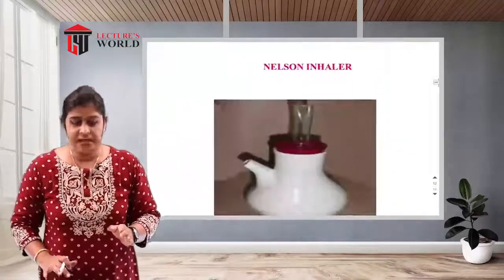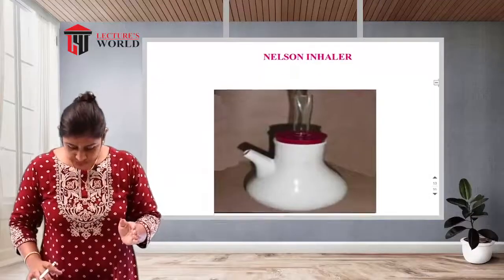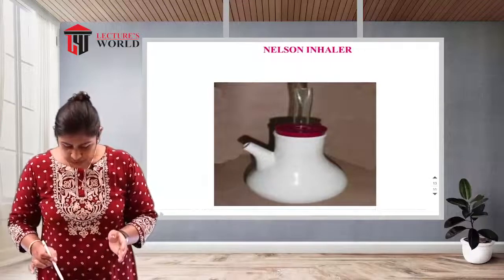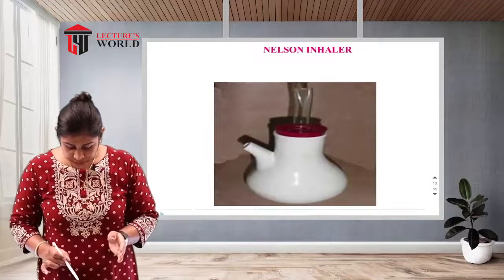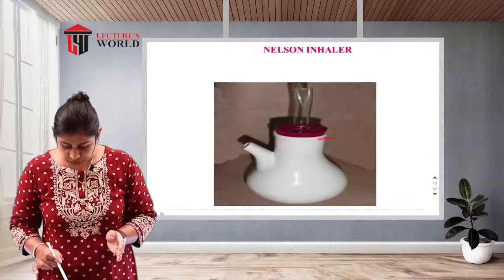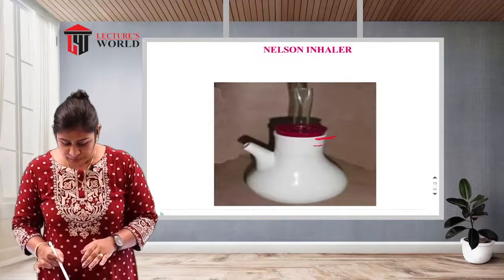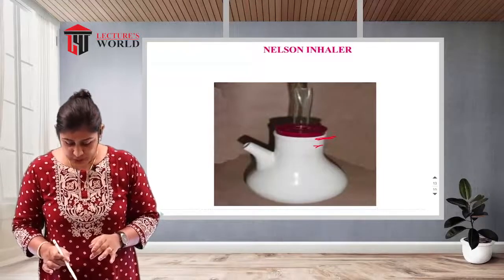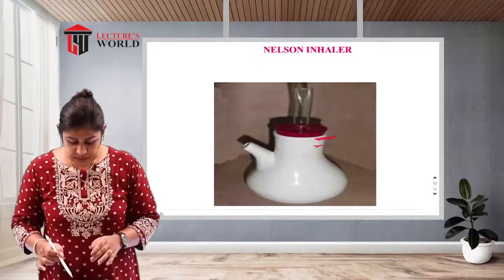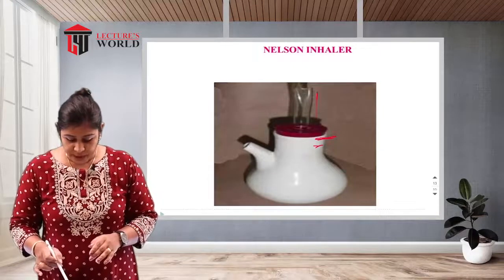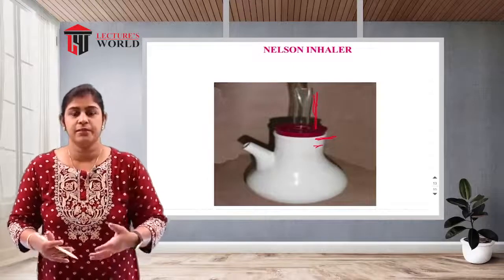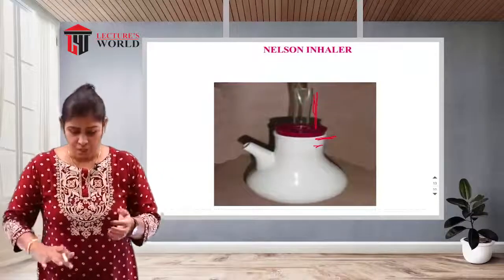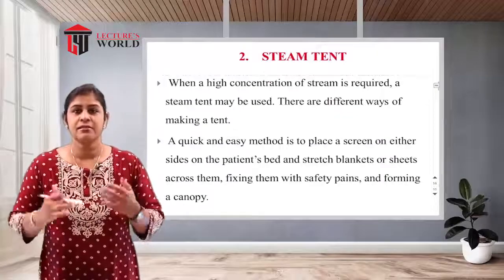So, this was the jug method. In this picture you can see the Nelson inhaler. From here we fill the hot boiling water to the brim, and then we close it, and the heat vapor you take from this side. The person breathes in and then breathes out. This we call a steam inhaler.